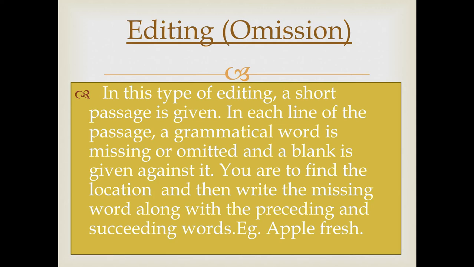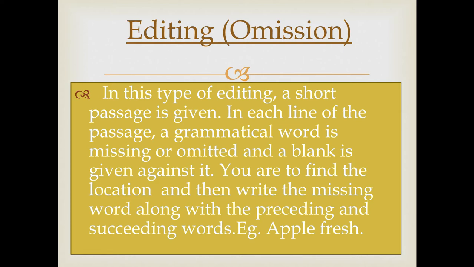So what you have to do first is, you have to find the location where exactly the word is missing, and then write the missing word, right? The word which is missing you have to write. Along with that you have to write the word which is preceding and succeeding that particular word. Means which is before that word and which is after that word. I'll give you an example.